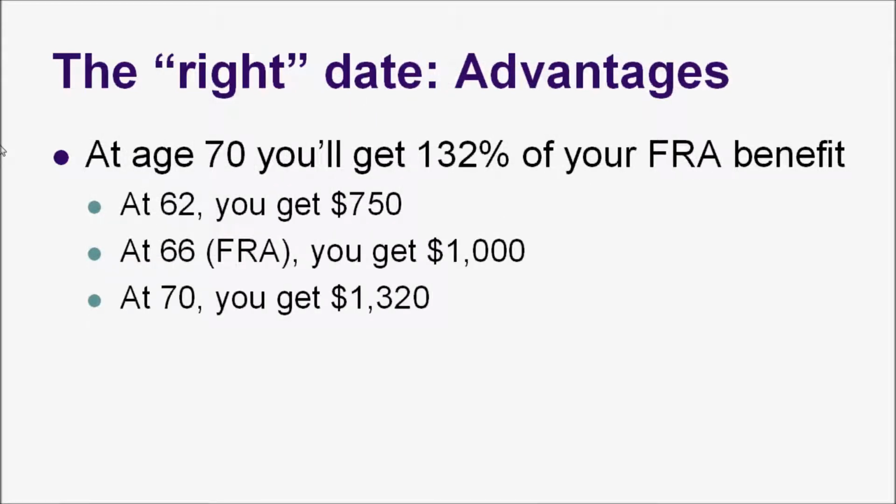Okay, what are the advantages? Well, here it is. If you file at 62, assuming at 66 you get $1,000, you get only $750. You get 75% of what you would have gotten at your full retirement age. But if you wait till age 70, you get an extra 32%, or $1,320. So you can see the huge difference between filing at 62 or at 70. It goes from $750 to $1,320 a month.